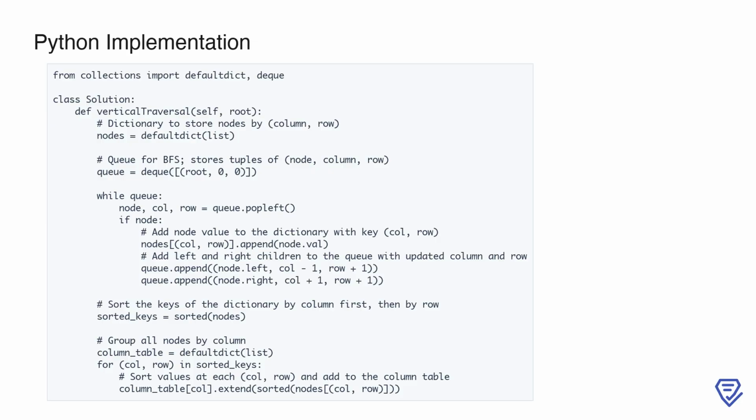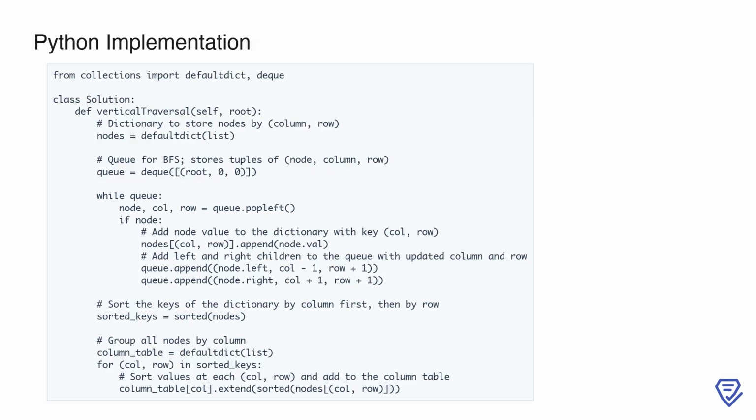The breadth-first search loop begins by dequeuing a node along with its column and row. If the node exists, we add its value to the nodes dictionary using the column and row as the key. Then, we enqueue its left child with the column moved one step to the left and the row incremented, and the right child with the column moved one step to the right and the row incremented. This ensures that we explore all nodes level by level, keeping track of their positions in the grid.